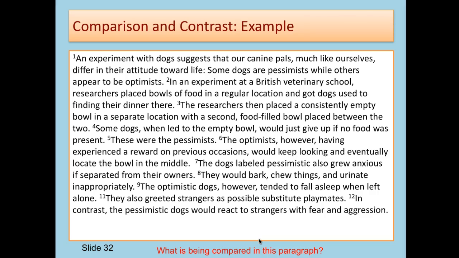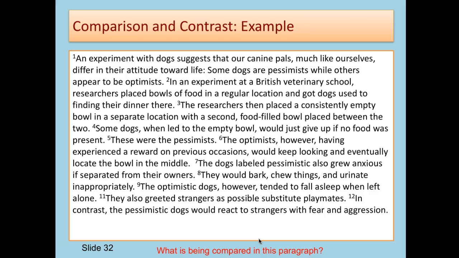An experiment with dogs suggests that our canine pals, much like ourselves, differ in their attitude toward life. Some dogs are pessimists, while others appear to be optimists. In an experiment at a British veterinary school, researchers placed bowls of food in a regular location and got dogs to find their dinner there. The researchers then placed a consistently empty bowl in a separate location with a second food-filled bowl placed between the two.